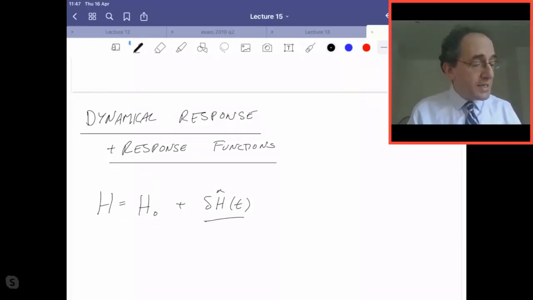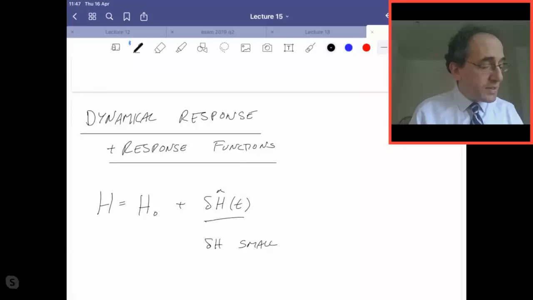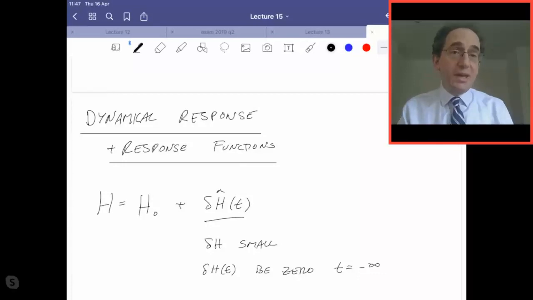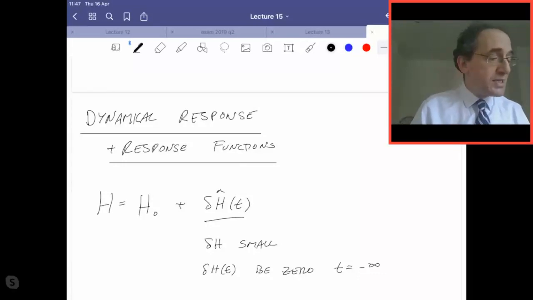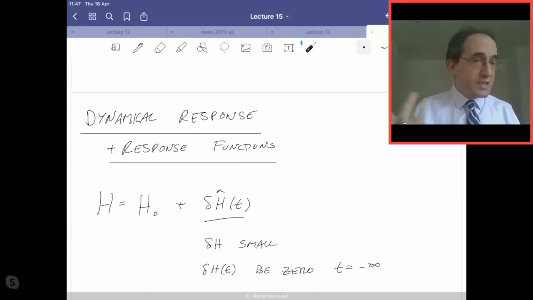One is delta H should be small, so it should not be a large perturbation. And we also want delta H(t) to be zero at t equals minus infinity. So at a time very, very long ago, we have no perturbation. So we can just say, imagine that the system starts in the ground state, or potentially we want to start in a thermal state of H_0.